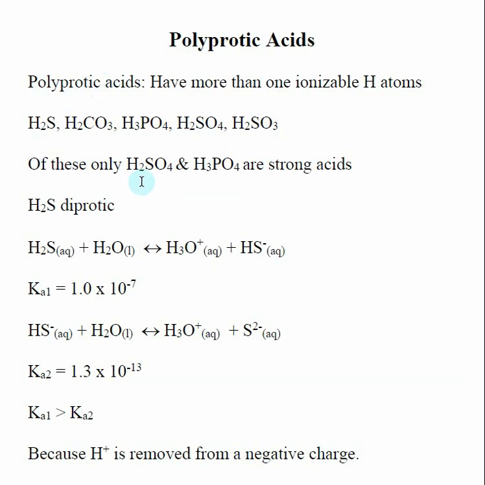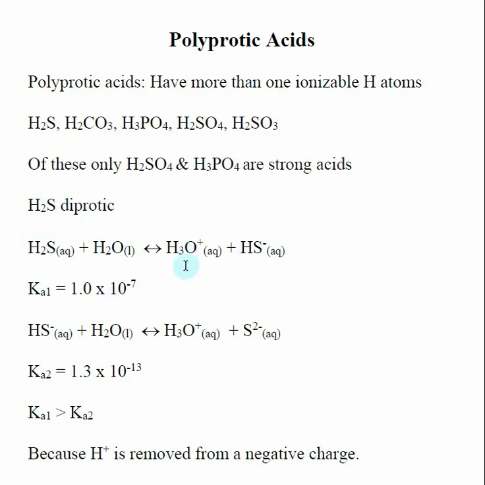And of these, only sulfuric and phosphoric acids are considered strong. The rest of them are considered to be weak. So we want to take a minute to understand how having more than one acidic hydrogen affects the equilibrium, and of course we want to be able to calculate pHs for a given solution. So we're going to be looking at H2S, which is a diprotic acid. That means it has two hydrogens that can be lost.